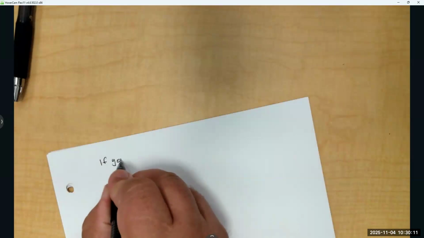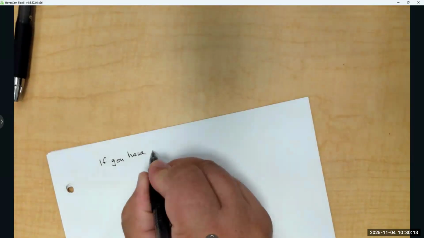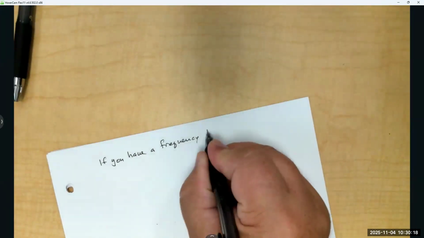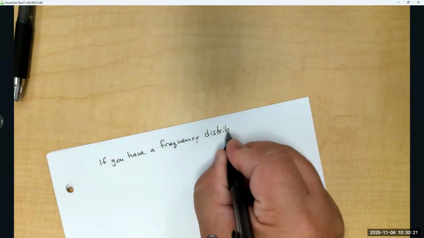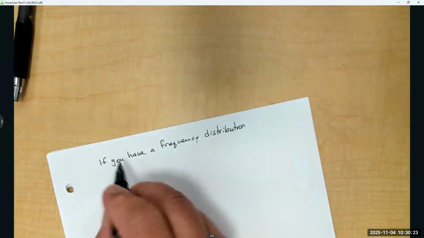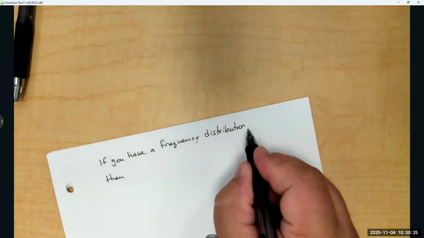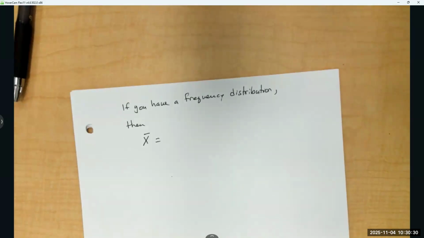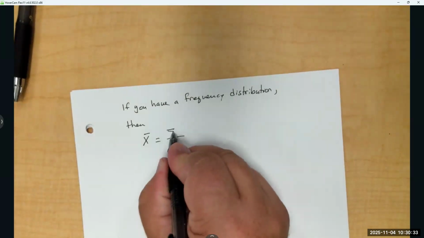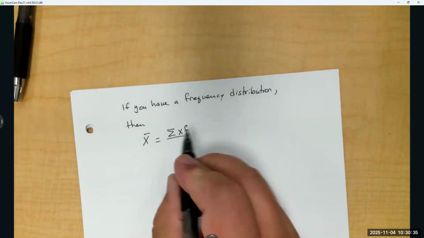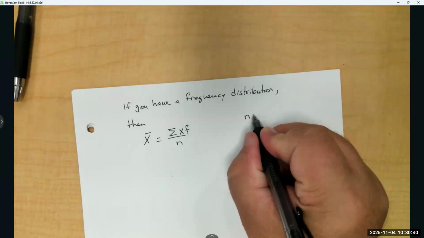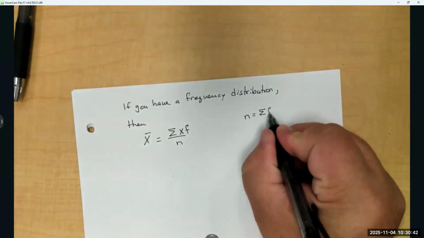So if you have a frequency distribution, then the mean is the summation of your x times your f over n. And remember, what is n? N is the summation of all your frequencies.